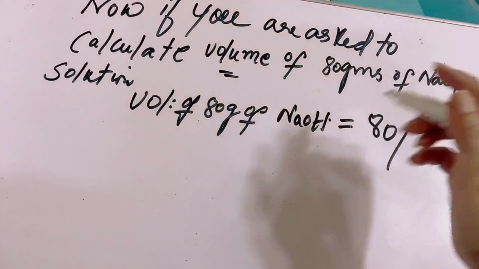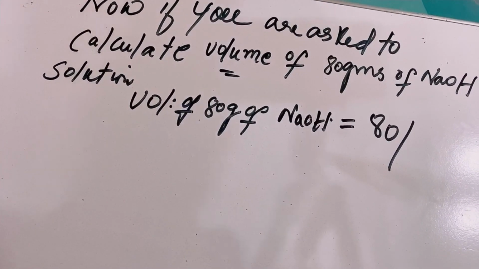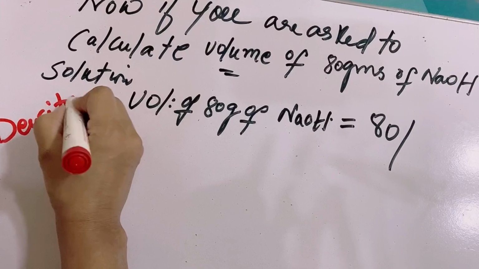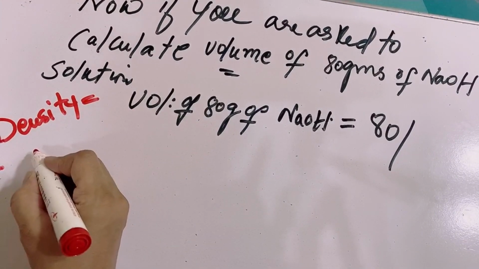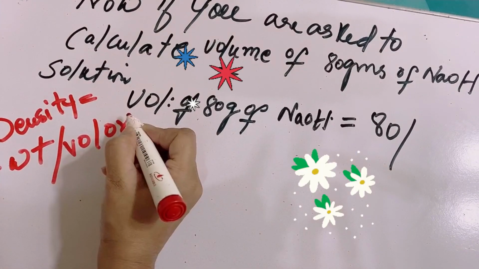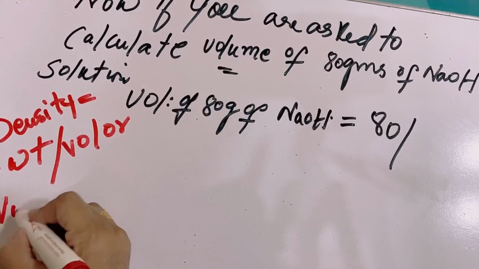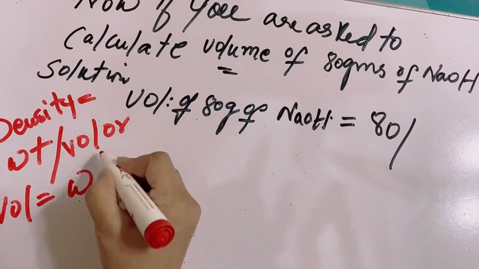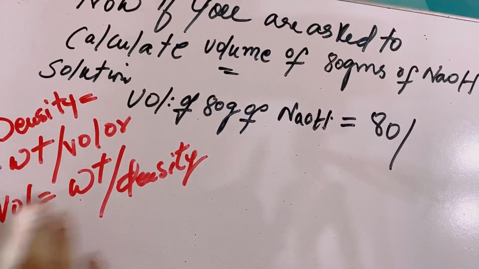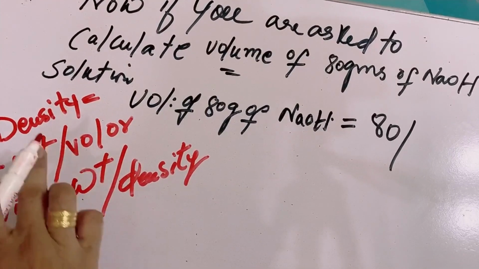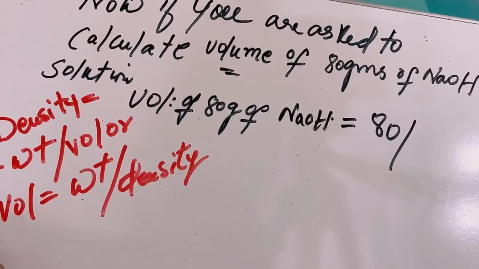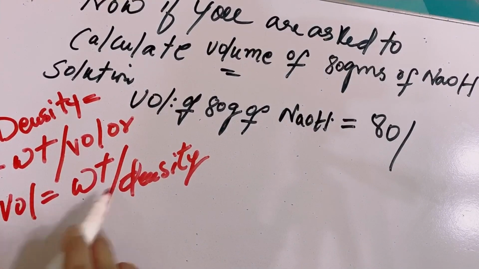As you know, density equals weight upon volume, or simply, volume equals weight over density. This is something we know: density equals weight over volume, and if you have to calculate volume, which is our goal here, then it equals weight over the density.